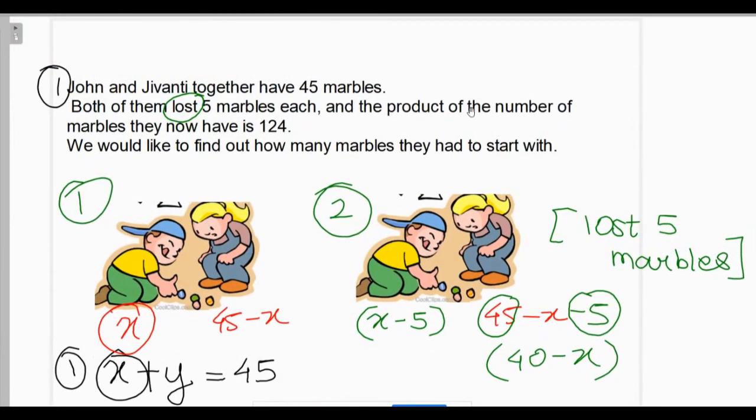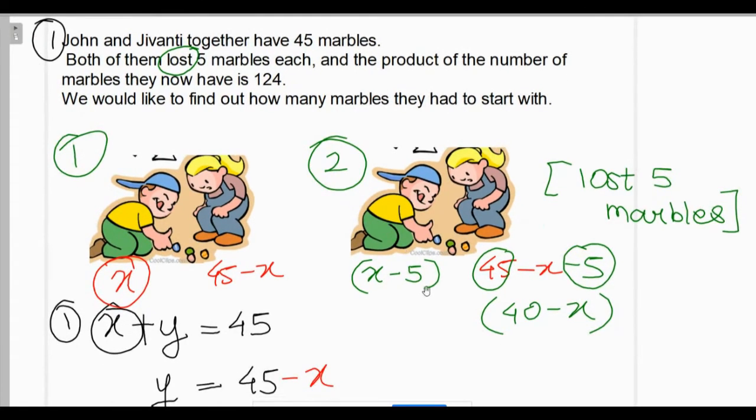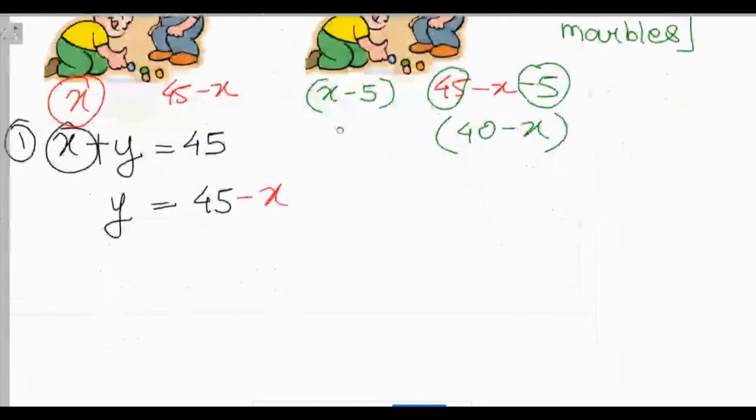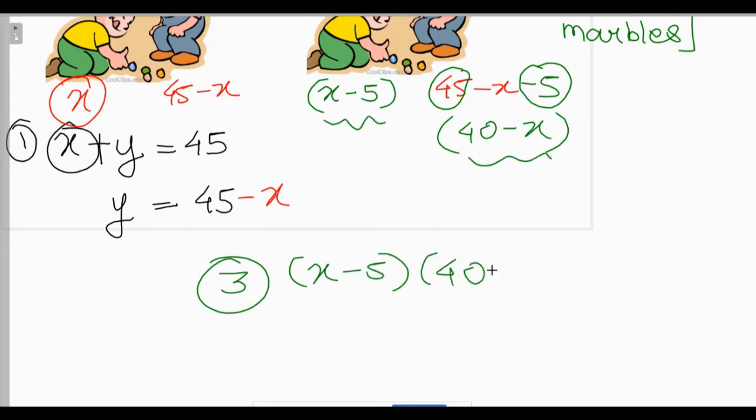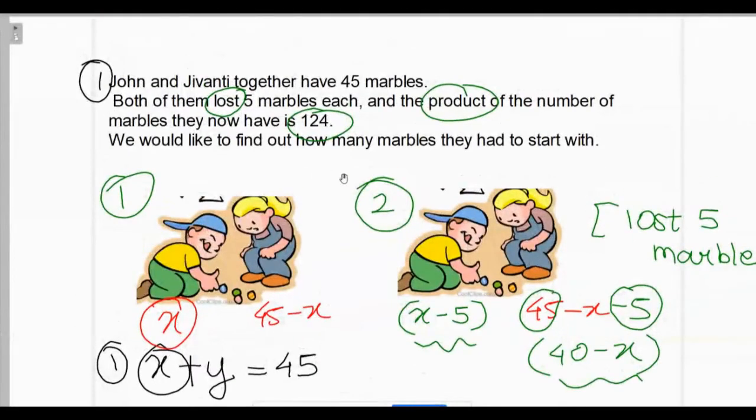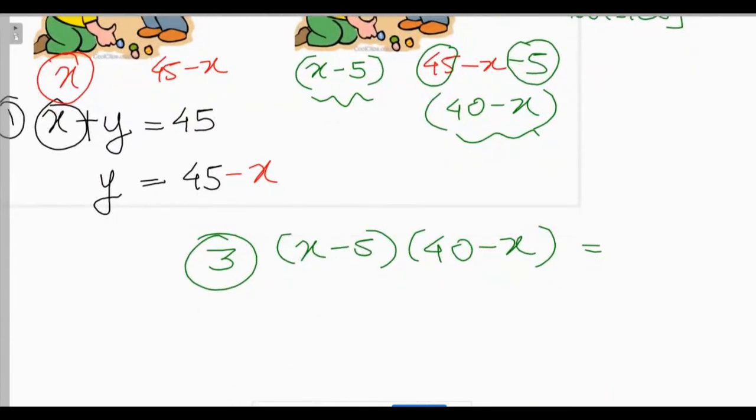And the product of the number of marbles they now have. Now they have this, right? The product of it is 124. So the third statement is the product of John's and Jivanti's marbles. What is the question? It is how much? 124. So now what remains is very simple.